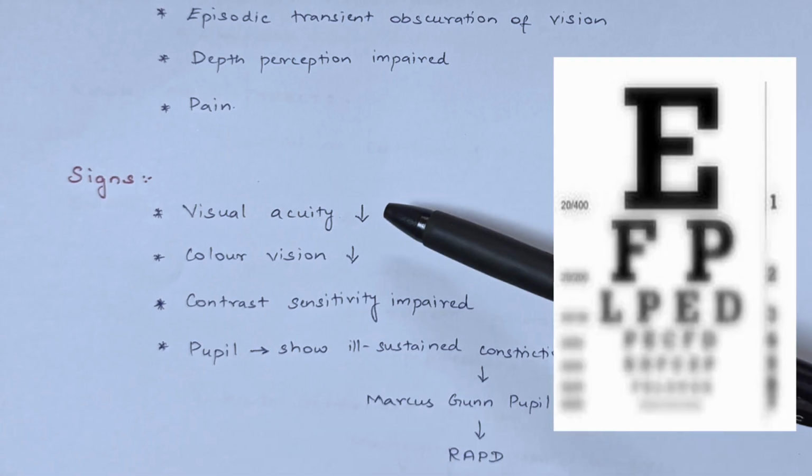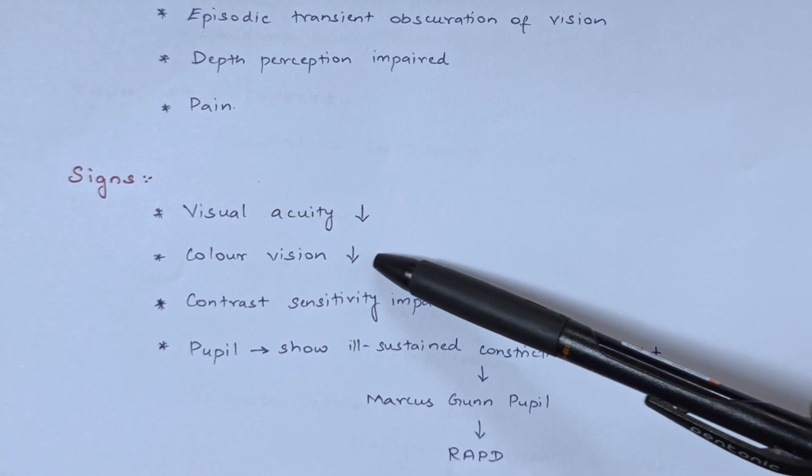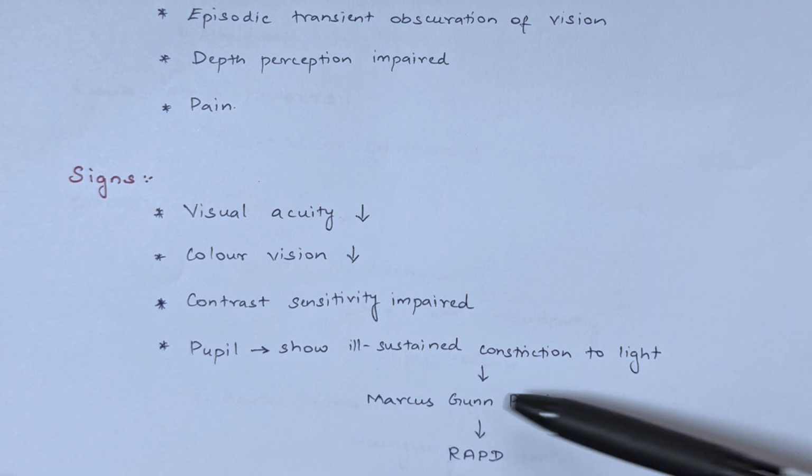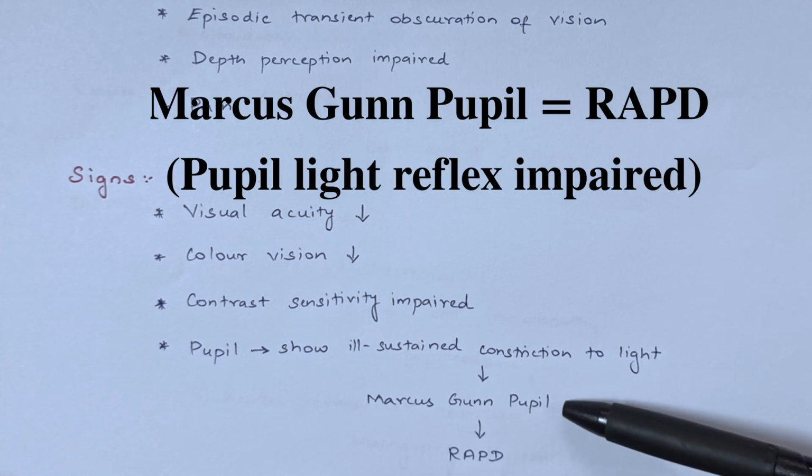Signs: visual acuity is reduced, color vision is reduced, contrast sensitivity is impaired, and pupil shows ill sustained constriction to light. Marcus Gunn pupil.